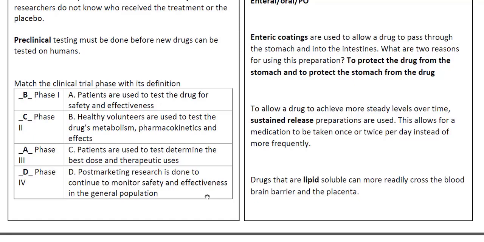The drug then is approved and goes to market, but it is not done with its testing. Phase 4, post-marketing research, is done to continue to monitor for safety and effectiveness in the general population. Some adverse effects may not be seen in the clinical trial populations, so post-marketing research continues to monitor the drug over time, as it is used in a larger group of people.